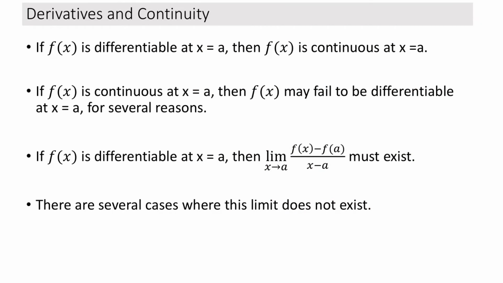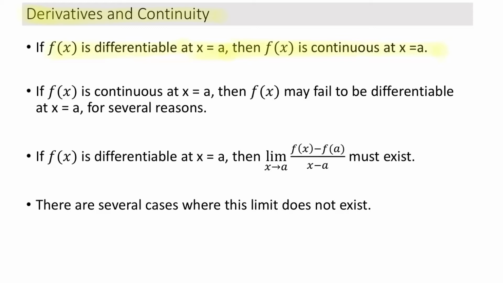Okay, now we got to discuss continuity. So derivatives and continuity. So we're going to say if f of x is differentiable, that's the word that means you can take the derivative of f of x at some value, x is equal to a, then f of x is continuous at x is equal to a. There's not a whole jump or anything like that, or an infinite discontinuity, or an asymptote. That's the same thing. All right.